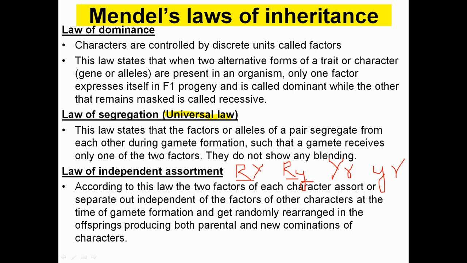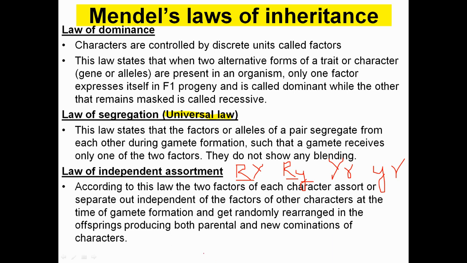This law is not universally true, as we will later see. Some genes or alleles show linkage for the assortment also. Okay, so this is not a universally acceptable law.